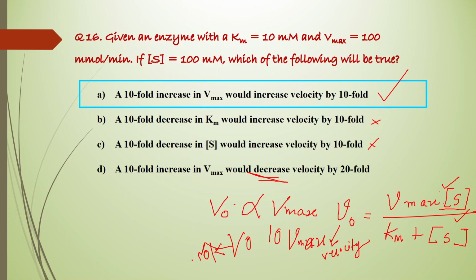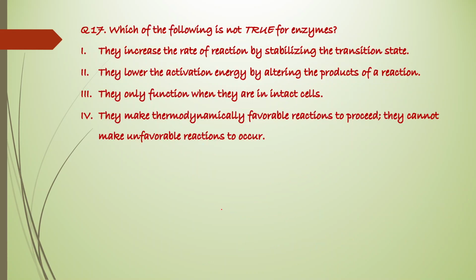Okay, so if one increases, the other one will also increase, and the relationship is very simple. It is directly proportional to it. So if we increase it by x amount, V0 will also increase by x amount. This is the simplest relationship. So that's why our correct option for this particular question was option A.